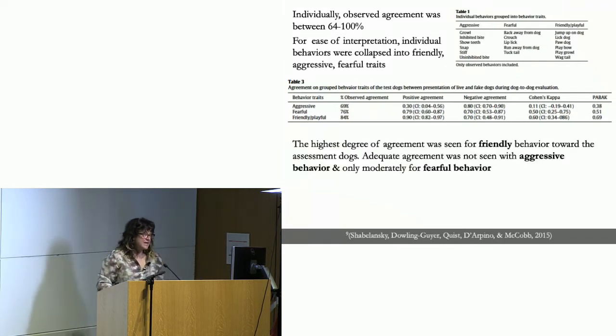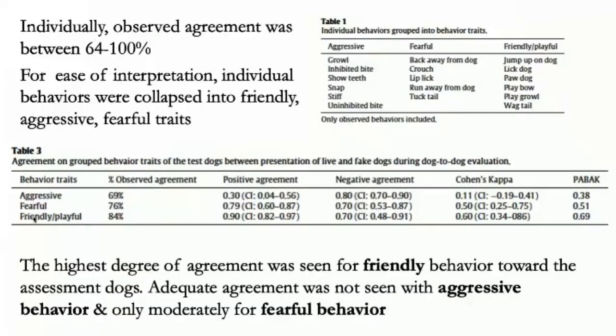And what we see is that the highest degree, take a look now at table 3, we can start off, this table is not as scary as you think it is, that we can take a look at fearful, friendly, playful behavior. And we can see that positive agreement means it's there between both the live dog and the fake dog. Negative agreement, it's not there in either case. And then we have some other measures of agreement. But what we can see is that the highest degree of agreement here is actually with the friendly behaviors.